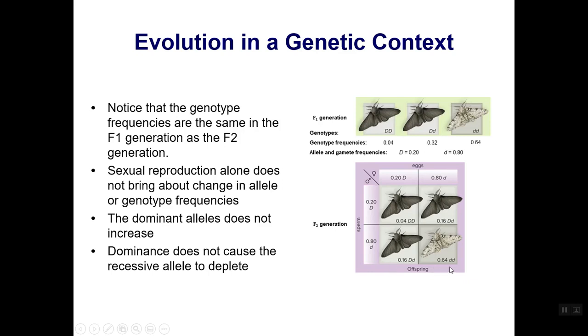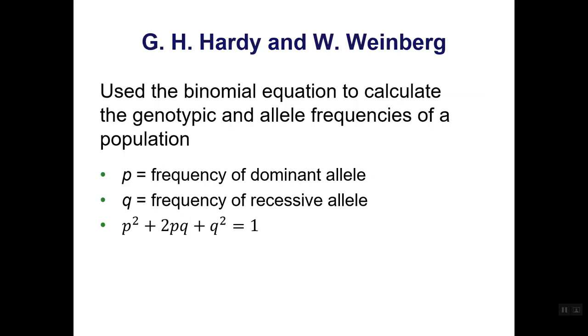So what that tells us then is sexual reproduction alone does not bring about a change in the allele or the genotype frequencies. The dominant allele here did not increase. Likewise, the dominance does not cause the recessive allele to just deplete. So what we know about populations is that, in fact, the allele frequencies and genotype frequencies do change over time. This is telling us then, therefore, that just sexual reproduction by itself does not produce these changes. There's some other external factors that do. Now, we'll get to that more in just a moment.